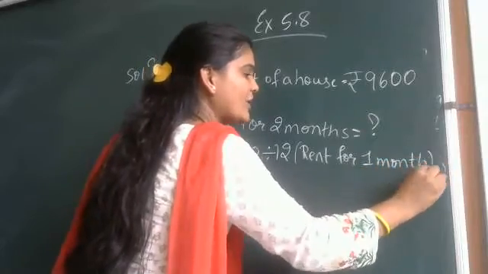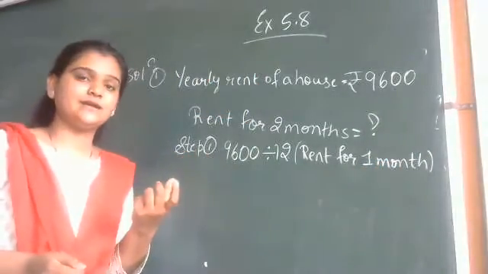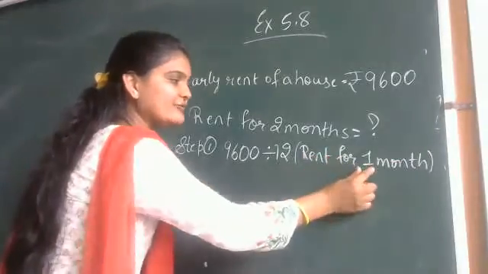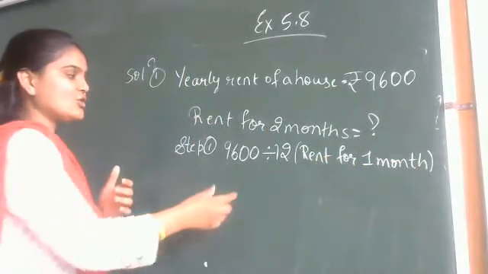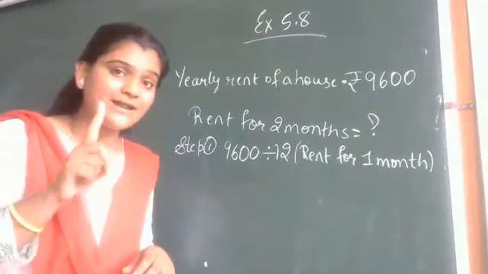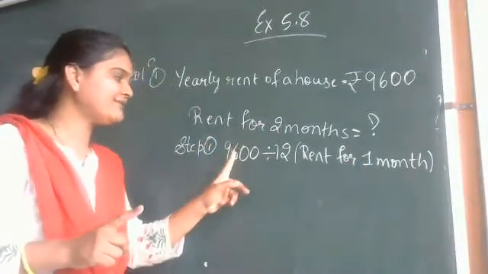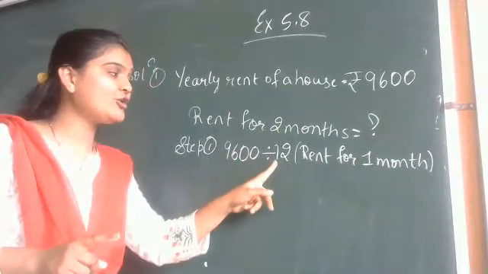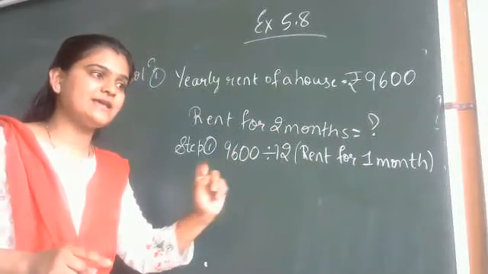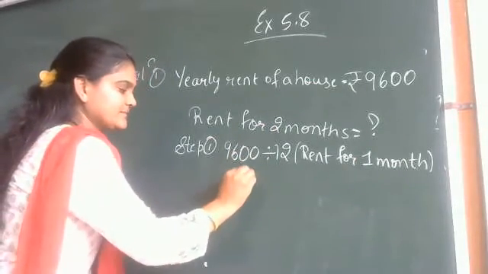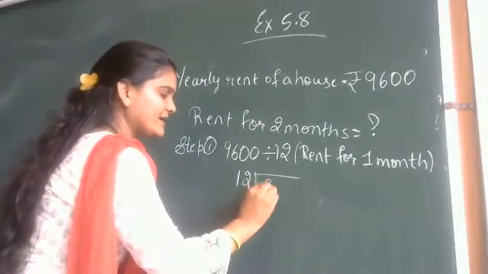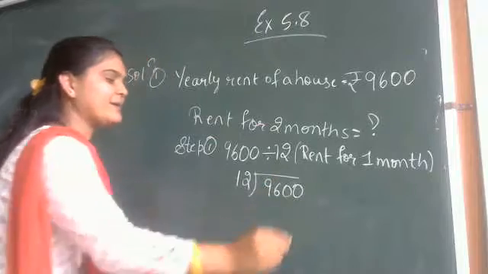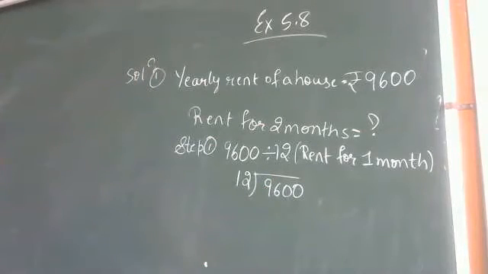Here, 1 is what? It is a unit. Out of 12 months, we are calculating for 1 month. This we have seen in a previous exercise also. To calculate rent for 1 month, how will you calculate? You will divide total cost for 12 months. Yes. See here, we will divide 9600 by 12. Tell me children, what's the answer?